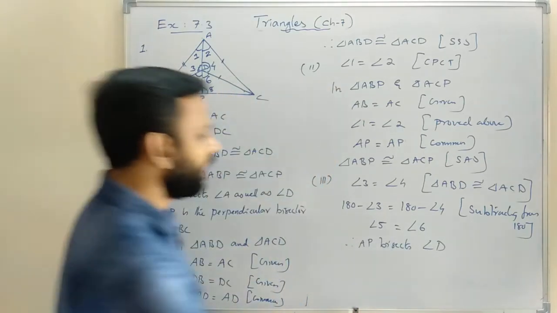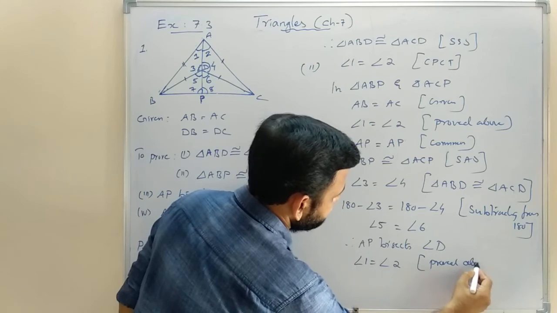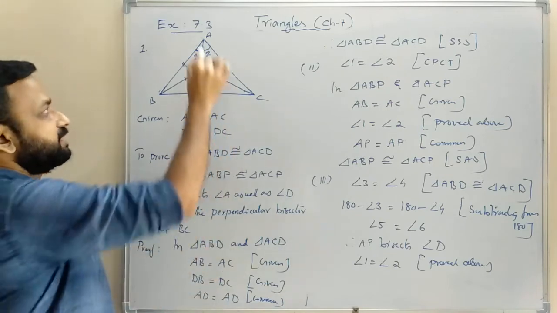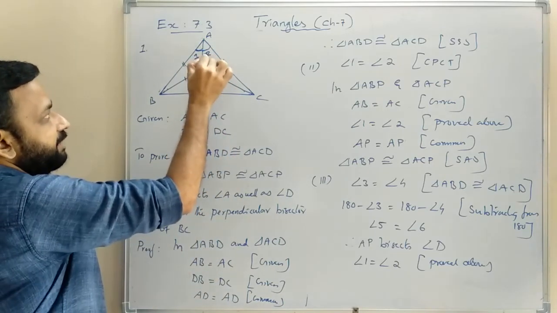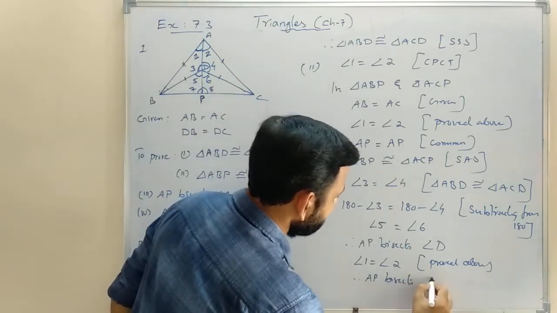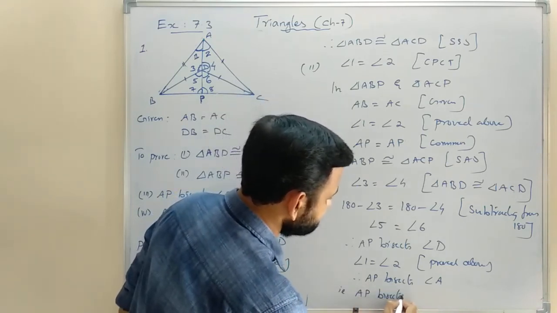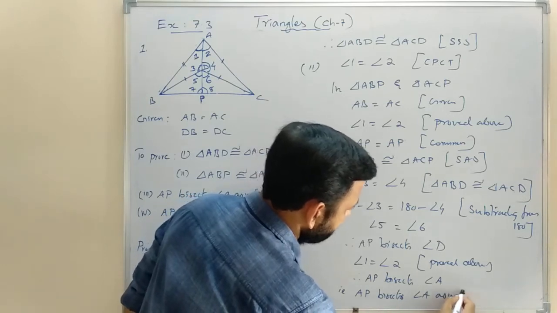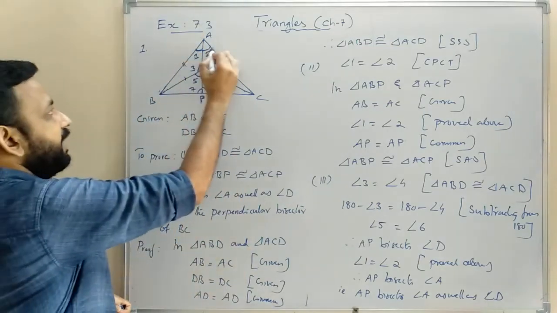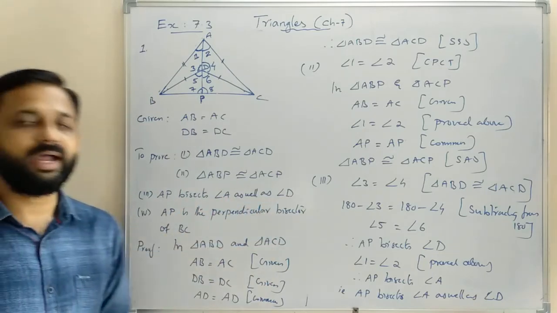Then angle 1 equal to angle 2. We will write again, and the reason is proved above. We already proved angle 1 equal to angle 2. So these two angles are equal. Therefore, AP bisects angle A because they are equal. So that is AP bisects angle A as well as angle D. So now we got AP bisects angle A as well as angle D. So that is the third part.